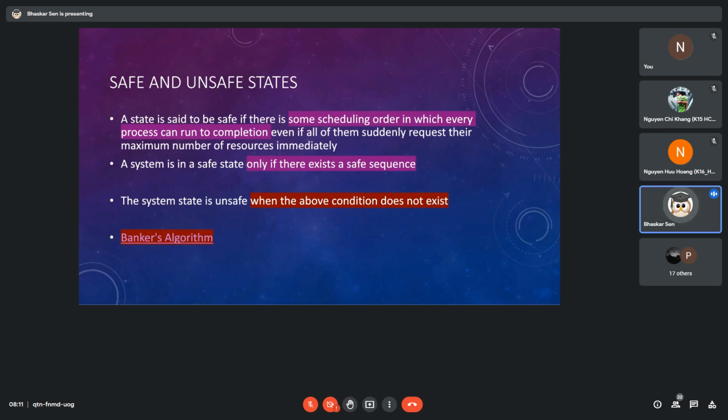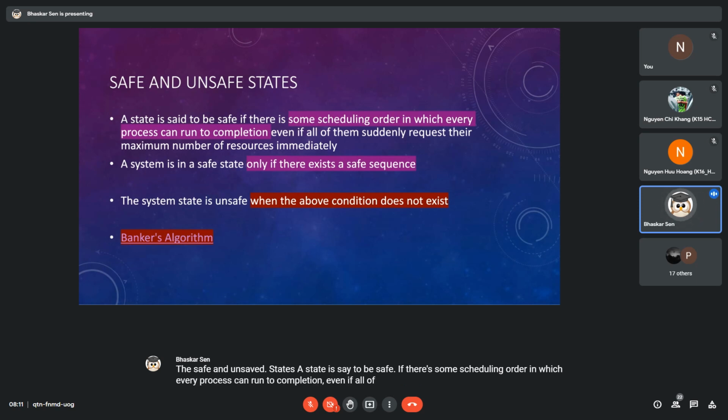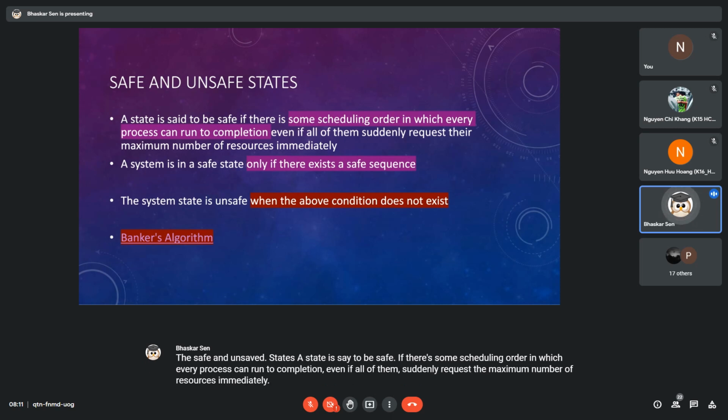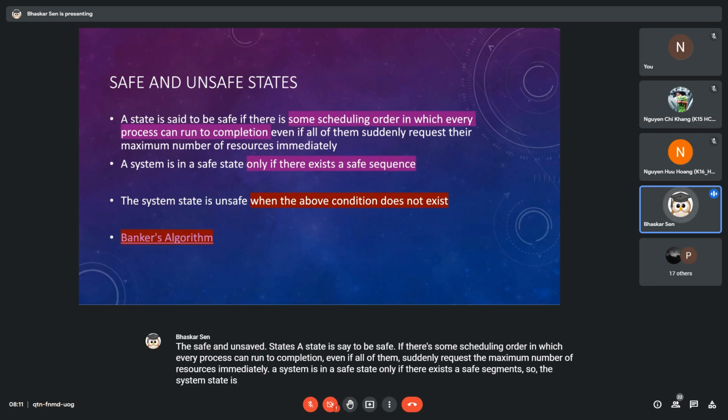The safe and unsafe states. A state is said to be safe if there is some scheduling order in which every process can run to completion, even if all of them suddenly request the maximum number of resources immediately. A system is in a safe state only if there exists a safe sequence. So the system state is unsafe when the above condition doesn't exist.